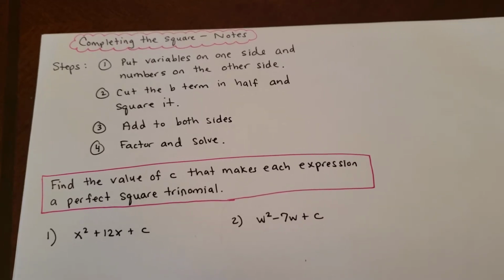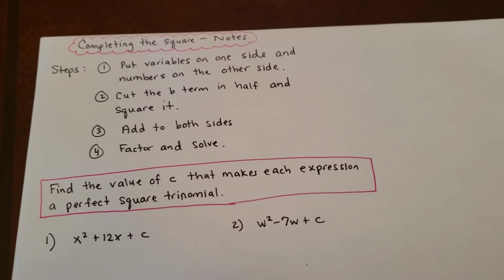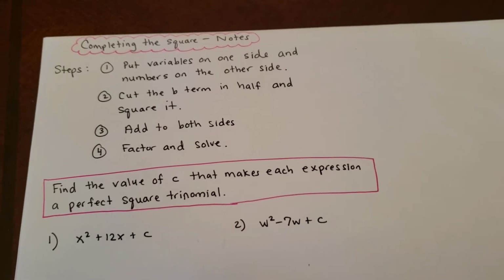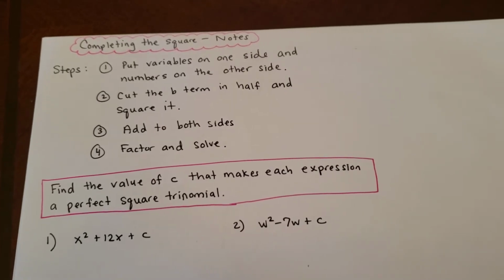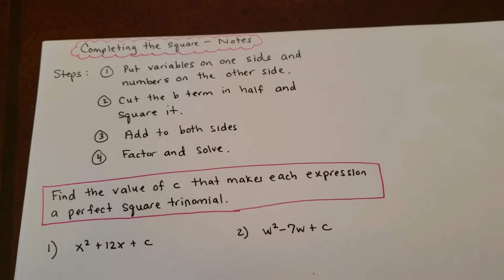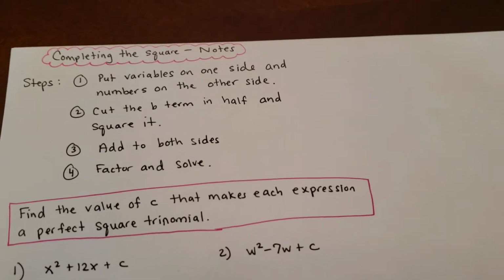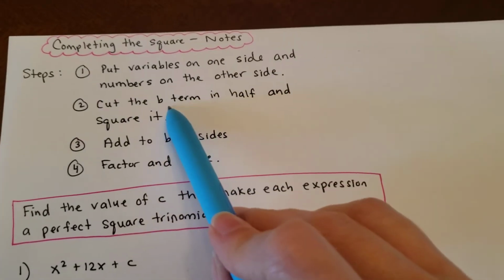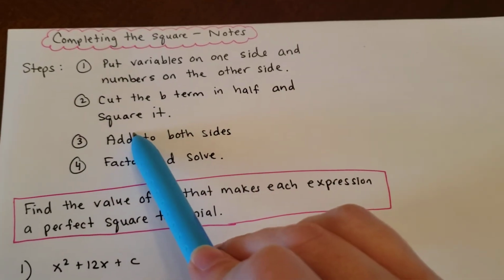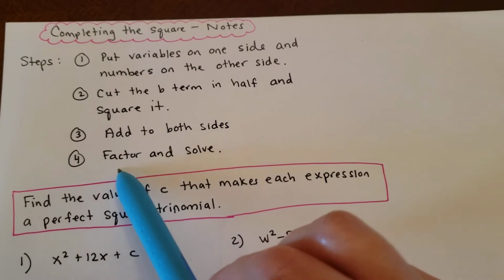Today we're going to learn about completing the square. Completing the square is basically another way to solve a factoring problem. So here are the steps. We're going to put the variables on one side and the numbers on the other side. We're going to take the b term, cut it in half and square it. We're going to take this and add it to both sides and factor and solve.